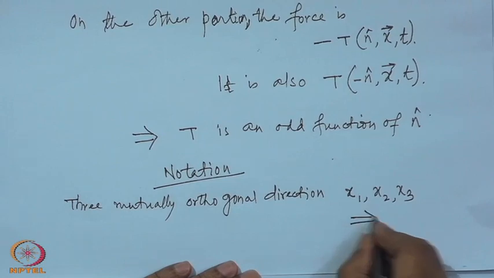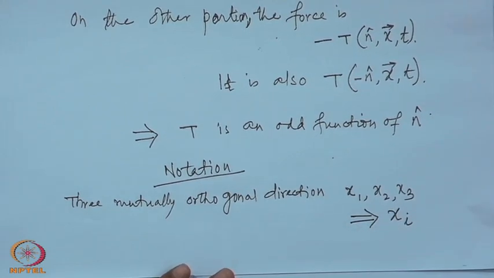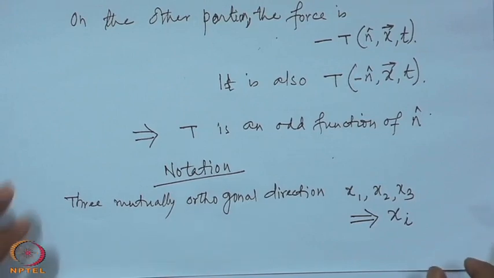And further, we will write the coordinate usually as x i. For i equal to 1, 2, 3, they become x 1, x 2, x 3. This is called index notation. In this index notation, all vectors are denoted with a subscript i. A letter with a subscript i represents a vector.